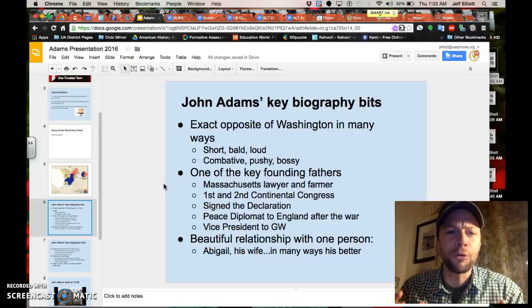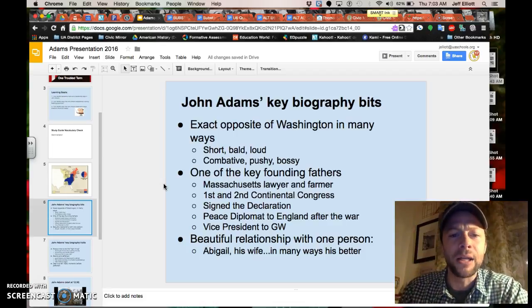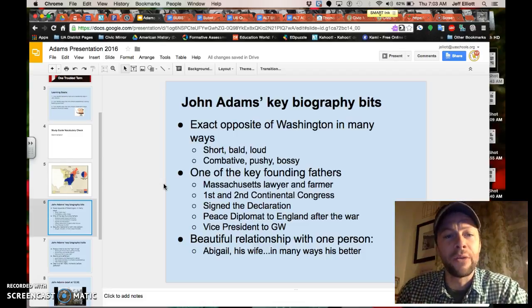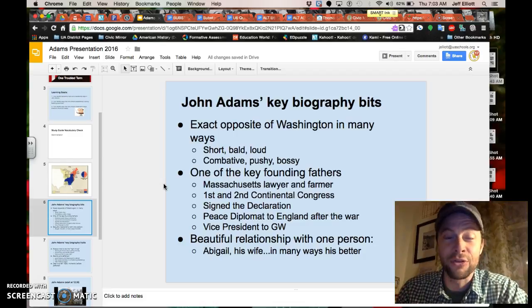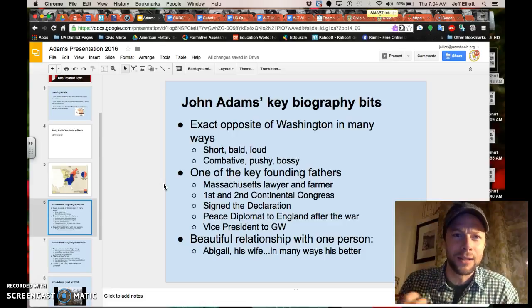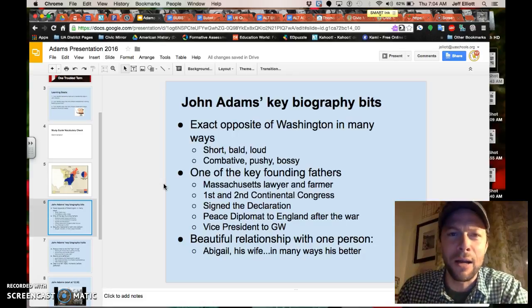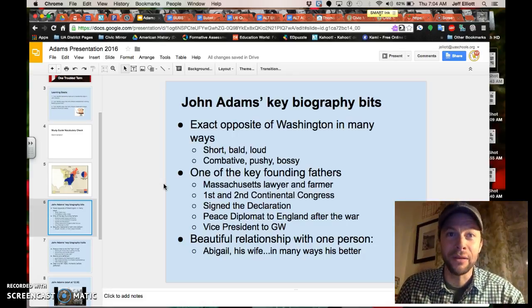Very, very forceful at getting his own way. He signed the Declaration. After the war, he was the peace diplomat to England, which must have been extremely difficult for him, to swallow his frustrated persona, this pride, this furious pride, and have to go to the King of England and work out some sort of an alliance, some sort of a deal.